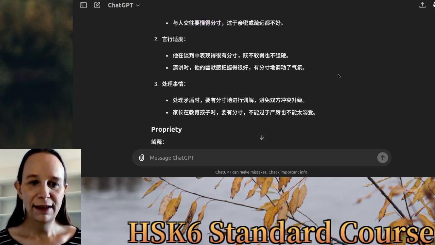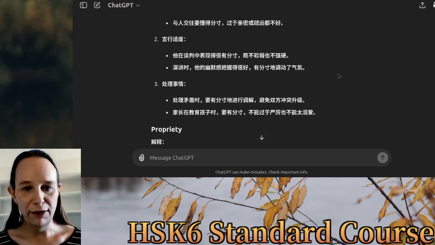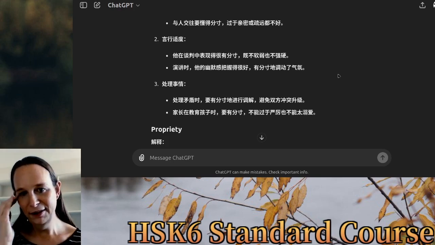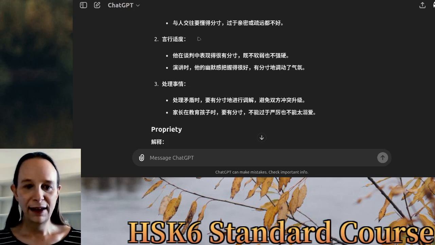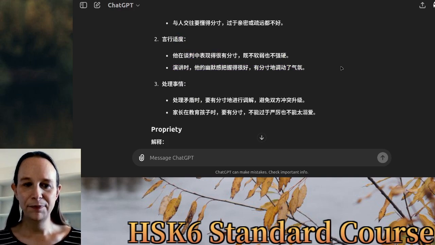言行适度. 他在谈判中表现得很有分寸,既不软弱,也不强硬. So it's a good balance, not too gentle, not too soft, not too hard. And 谈判 is like negotiation. Okay.